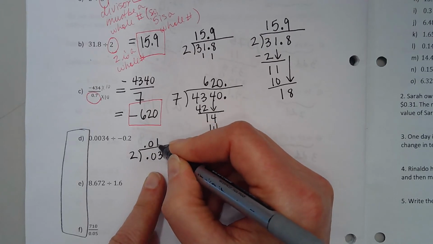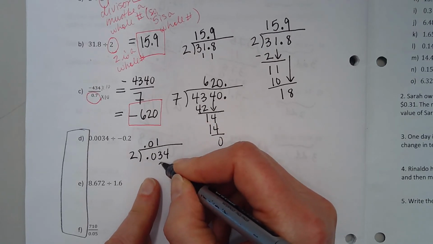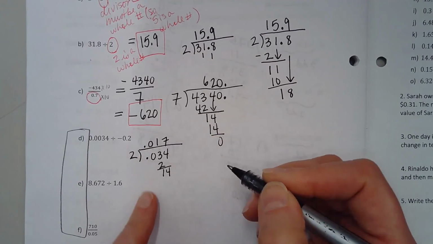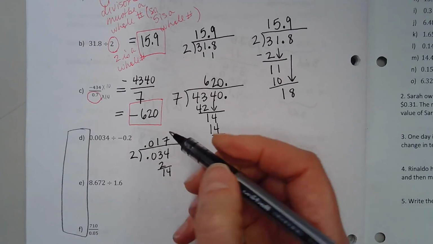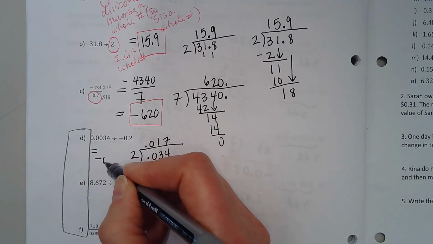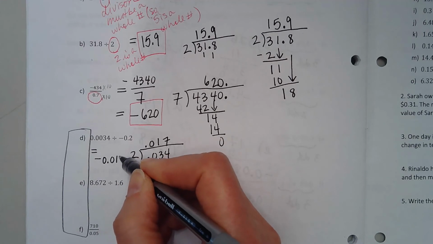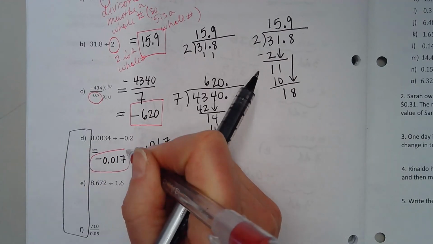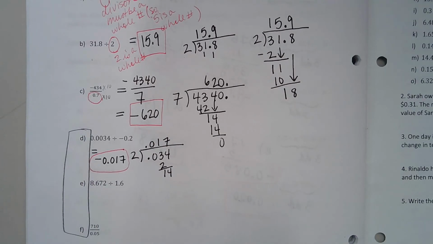2 goes into 3 once. I'm going to have remainder 1, so it should be a 7. And it will be a negative, right? So my answer should be negative 0.017. Success? Yeah, good.